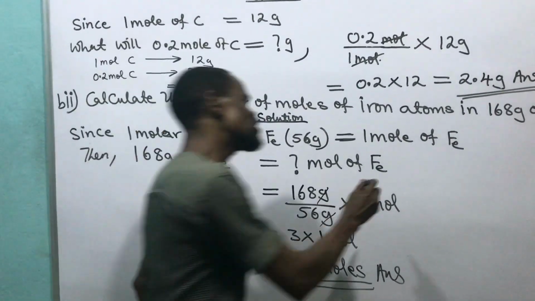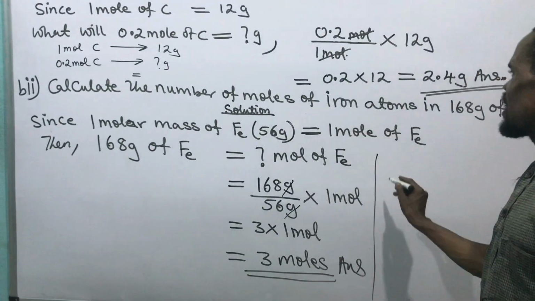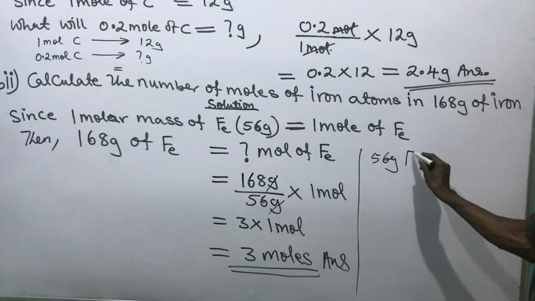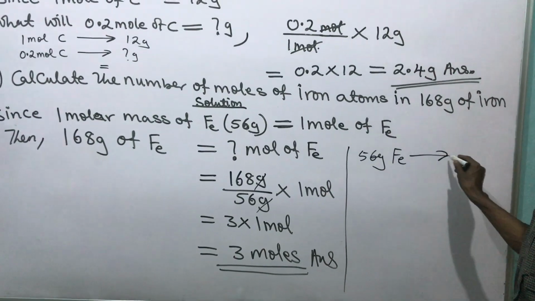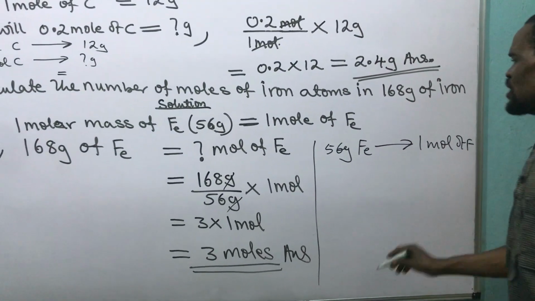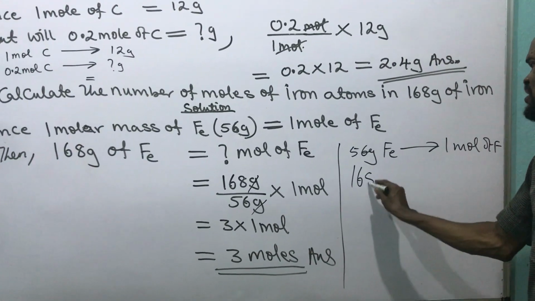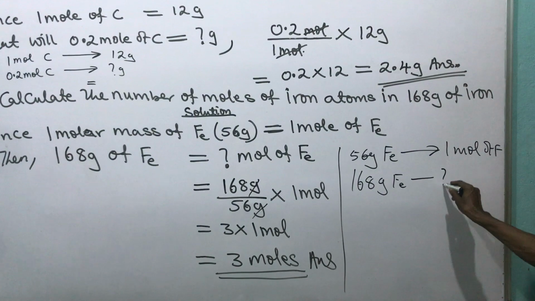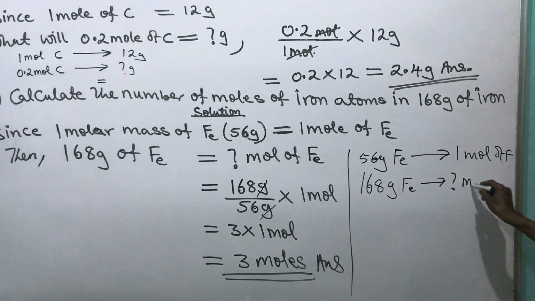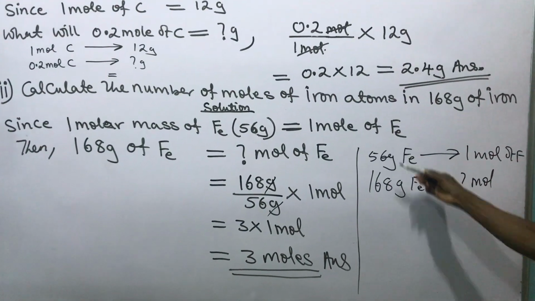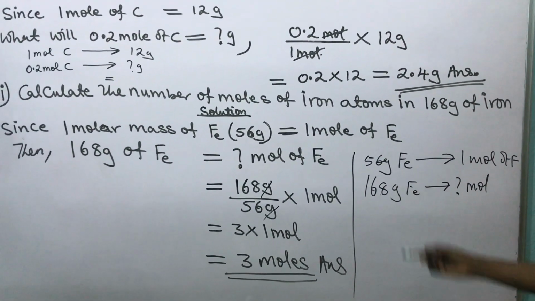mole. So in simplicity, I can say that 56 grams of iron gives me 1 mole of iron, then 168 grams of iron will give me dash moles. Are you following now? And this is my reference value in terms of gram. This is my comparing value in terms of gram.